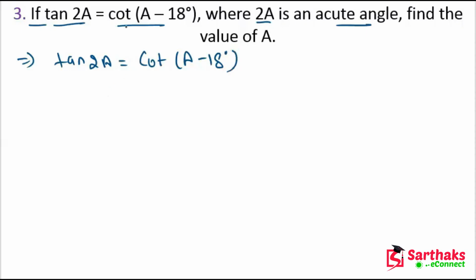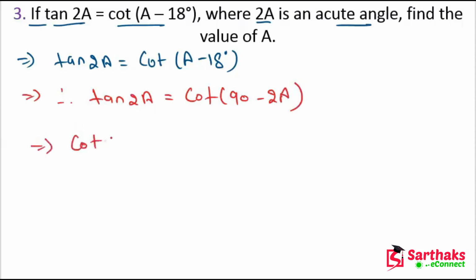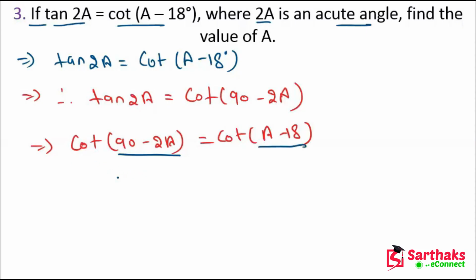Okay, now we can write tan 2a is equal to cot (90 minus 2a). So cot (90 minus 2a) is equal to cot (a minus 18). Now we can compare 90 minus 2a and a minus 18, so this gives 90 minus 2a is equal to a minus 18.